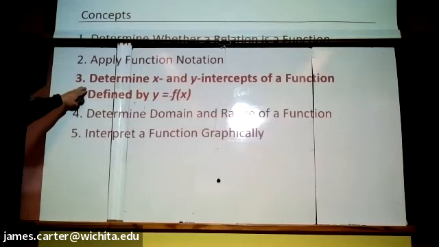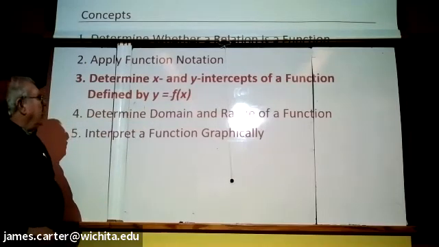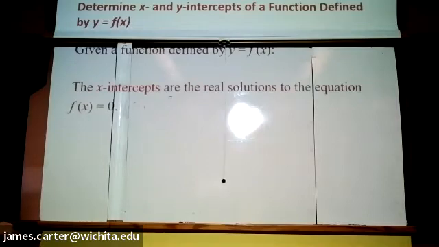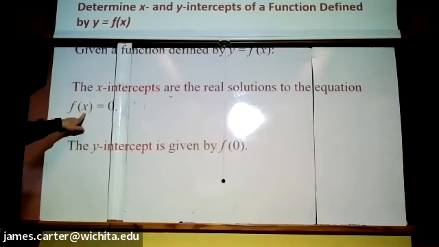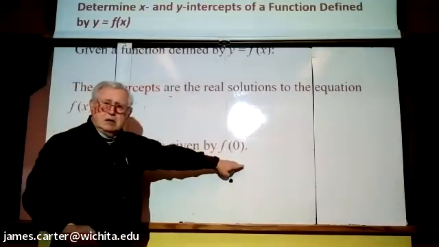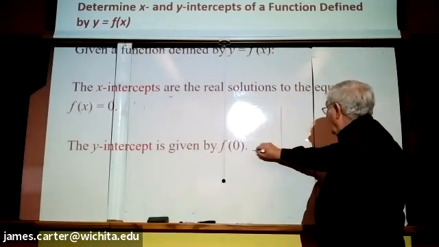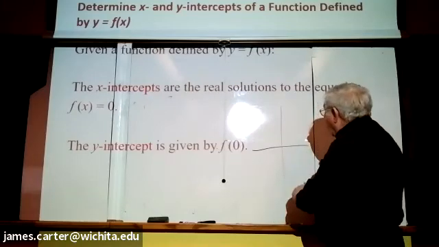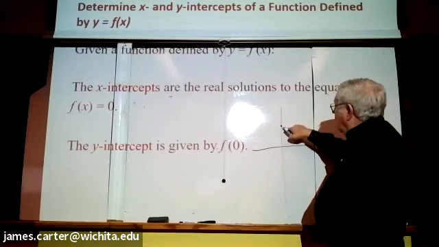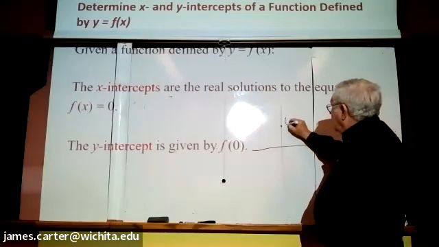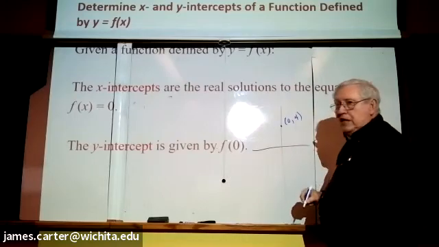Okay, our next step, we're going to determine x and y intercepts of a function defined by y being equal to f of x. The intercepts are simply this. In this case, it has to be 0. The y-intercept, what this is saying is that in a graph, let's say right here it is, the x value always has to be 0 for the y-intercept. This would be like 0, 4, for example.